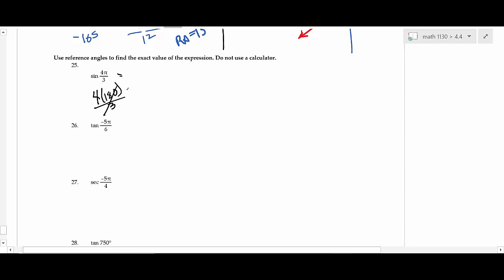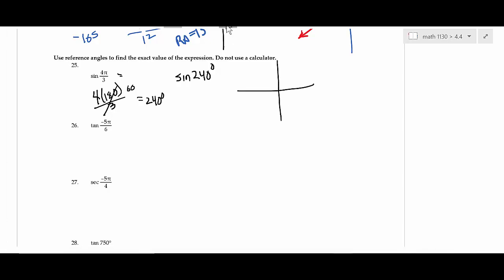So 180 over 3 is going to be 60, so that's 240 degrees. So we'd really be doing the sine of 240 degrees. Now you could obviously look that up on the unit circle and be done in 2 seconds. But to show you how the reference angle works on this, if you graphed out that angle, you would end up being somewhere in quadrant 3.